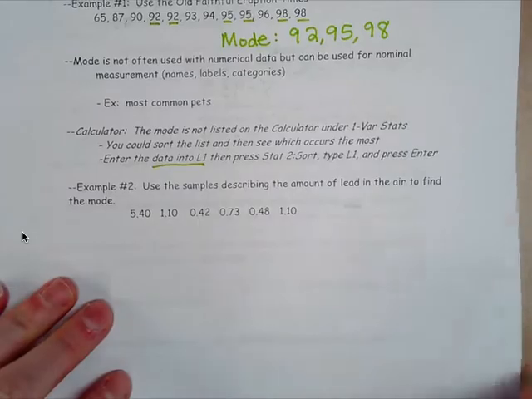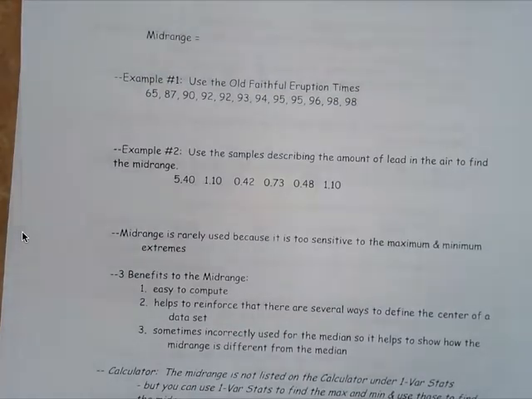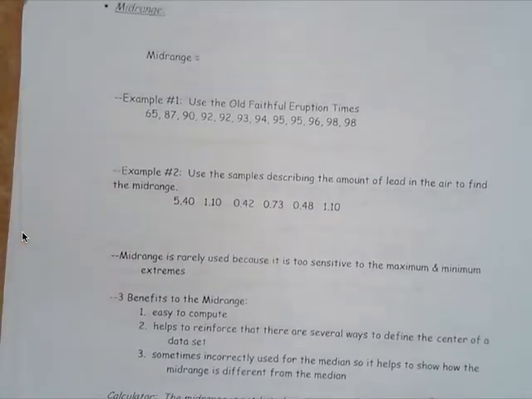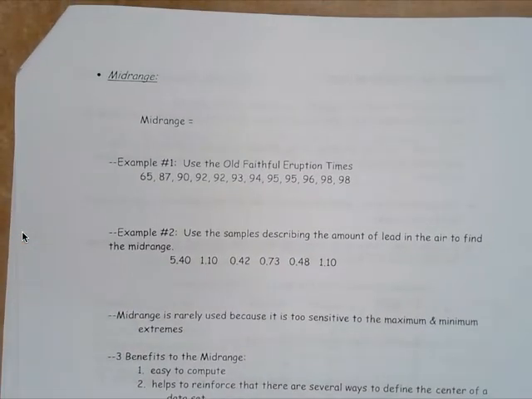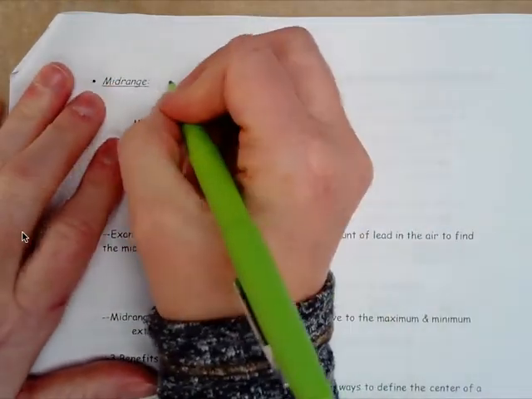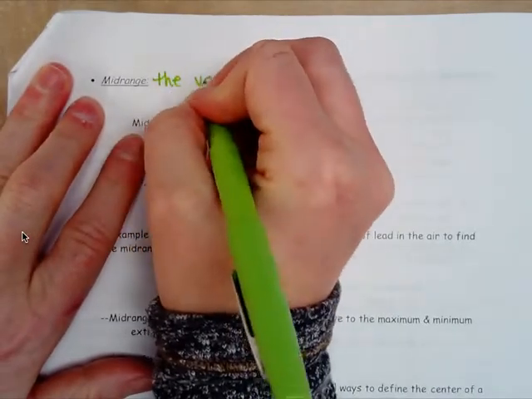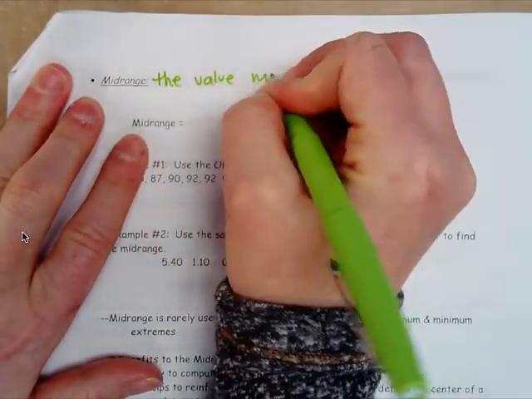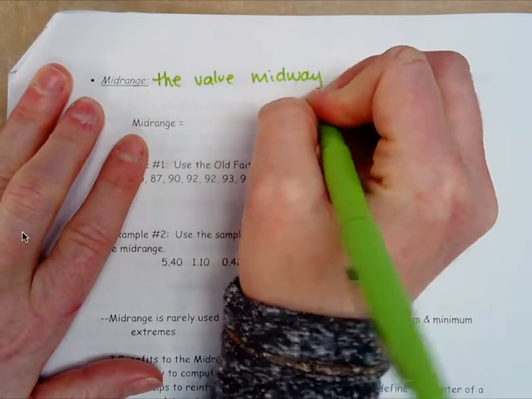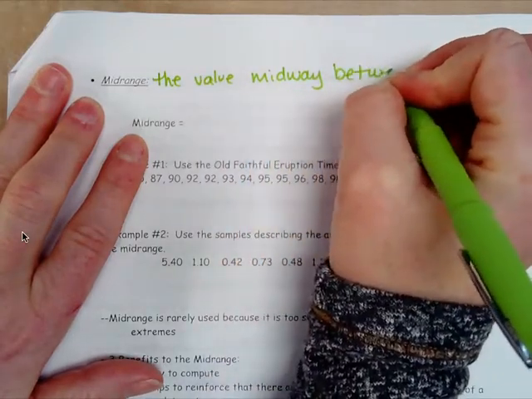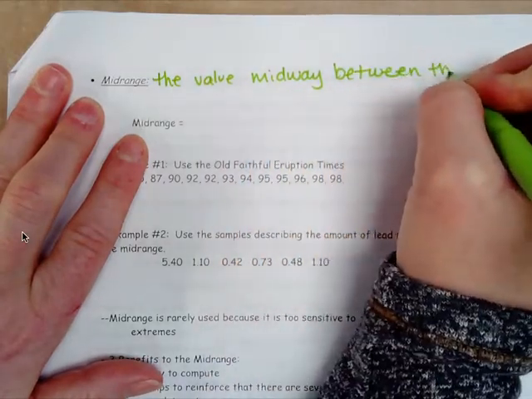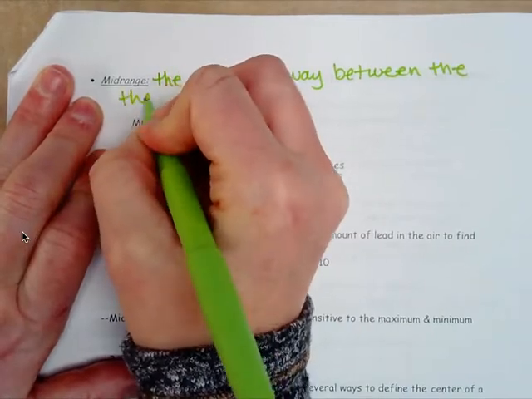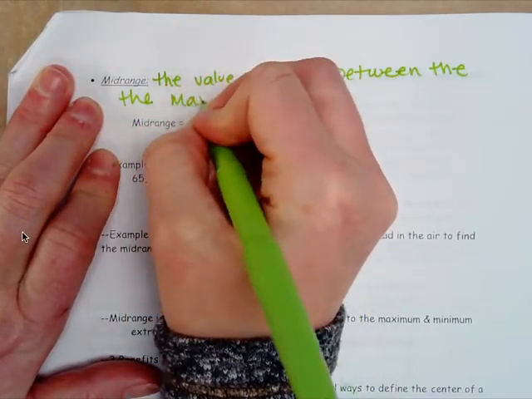All right, let's keep on going. We're going to skip that. Let's talk about the mid-range. Mid-range is another way of measuring center. It is the value midway between the max and min values.